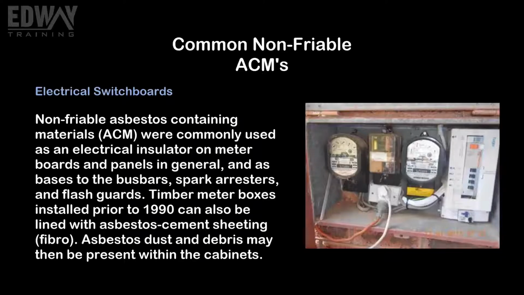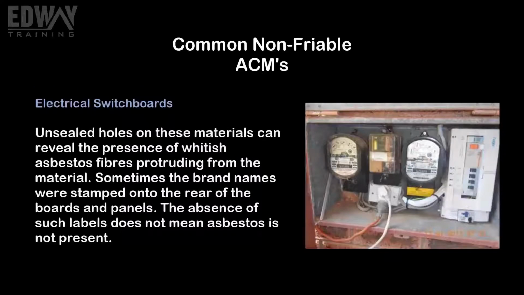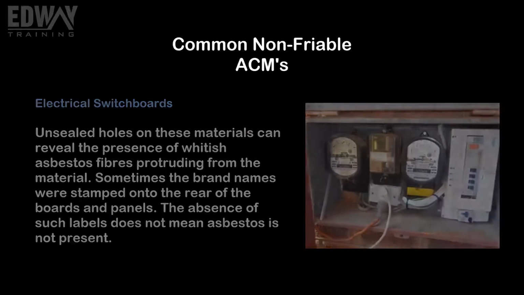Timber meter boxes installed prior to 1990 can also be lined with asbestos cement sheeting, fibro. Asbestos dust and debris may then be present within the cabinets. Unsealed holes on these materials can reveal the presence of whitish asbestos fibres protruding from the material. Sometimes the brand names were stamped onto the rear of the boards and panels. The absence of such labels does not mean asbestos is not present.